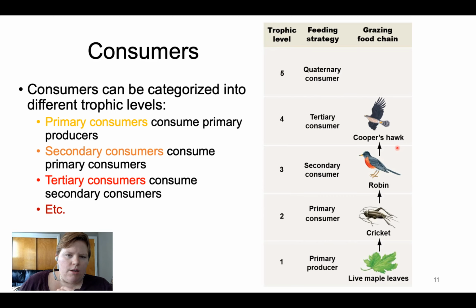And then if something came along and ate a Cooper's hawk, that would be considered a quaternary consumer. So these categories aren't solid. There can be organisms that go between these different categories. But this was just a general example.